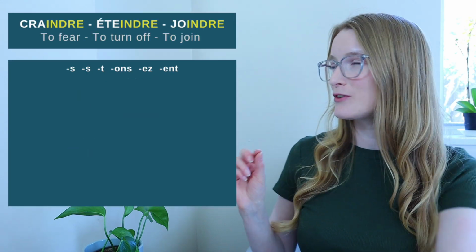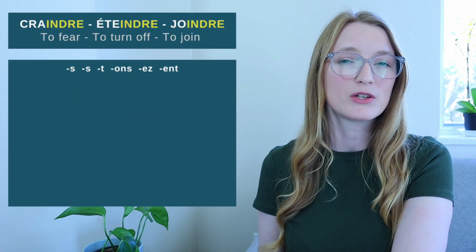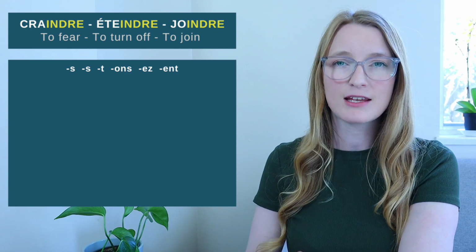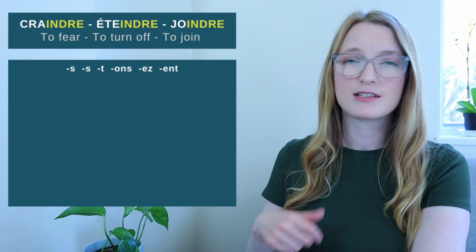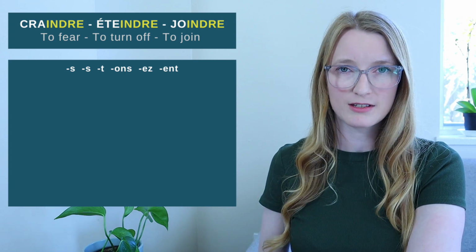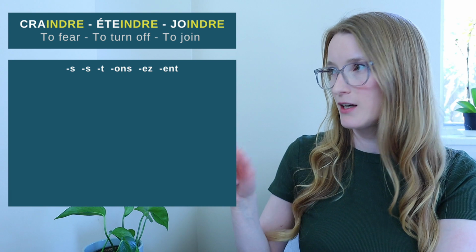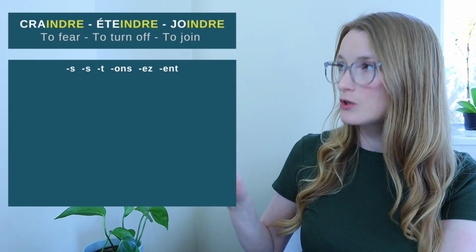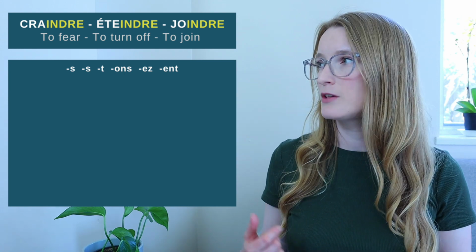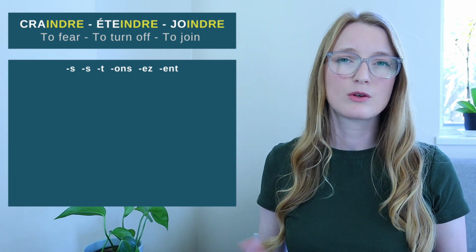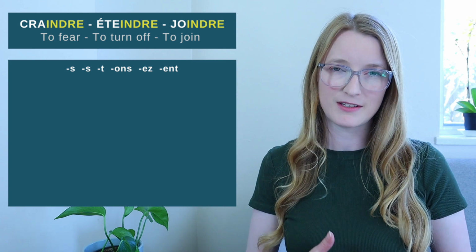Alright, so here for the first type of verb, I told you we're going to see the one ending in indre. We are going to see craindre, éteindre, joindre. So technically we are going to see aindre, eindre, oindre. The endings are going to be s, s, t, ons, ez, ont.